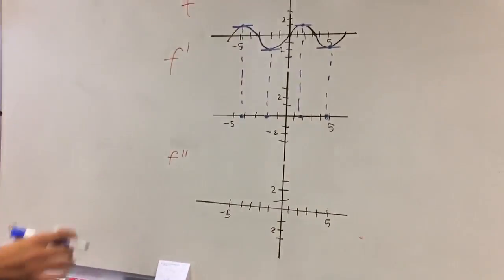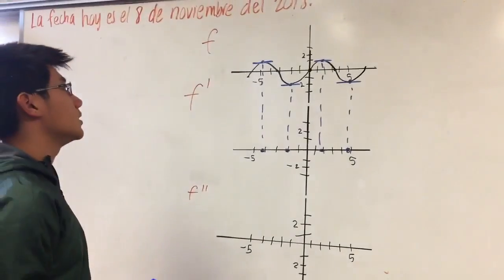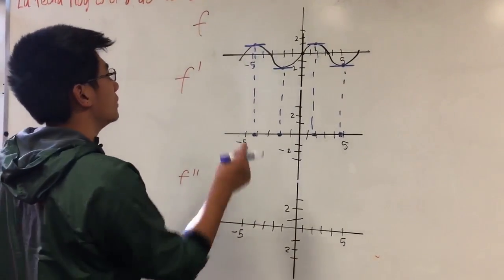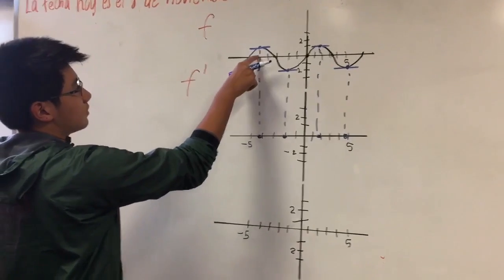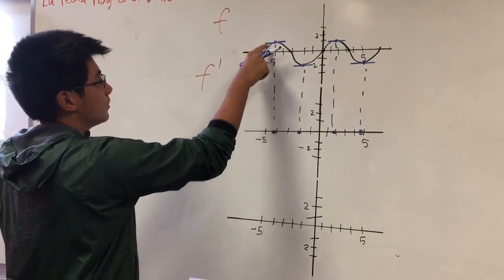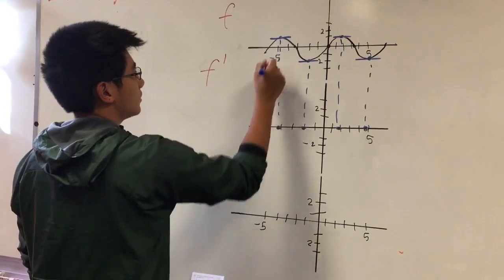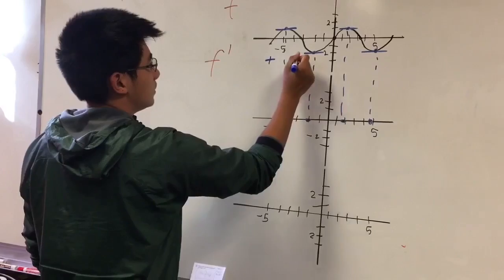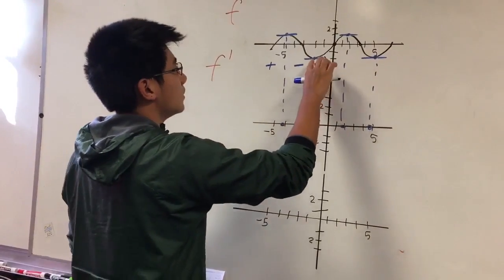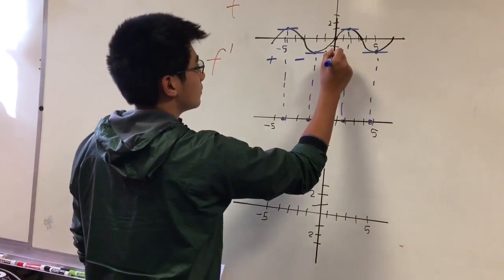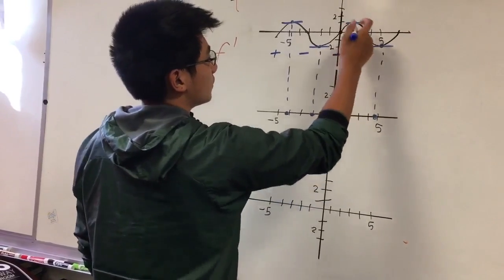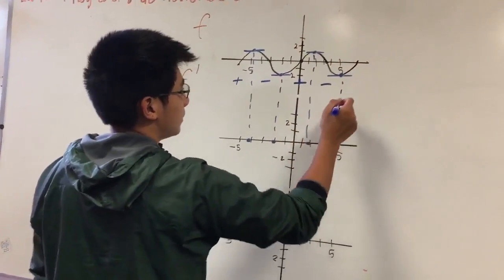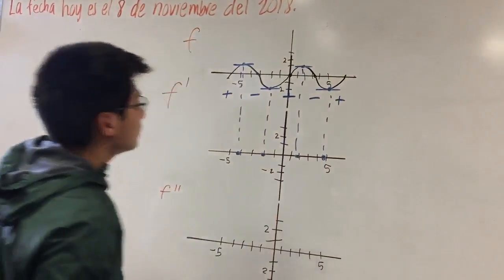Okay, next we determine which intervals the graph is increasing and decreasing. On this part of the interval, you see that it's increasing. From here to here, it's decreasing. So we label like that. It's increasing, so positive, and over here it's decreasing, so negative. From here it's increasing, so it's positive.